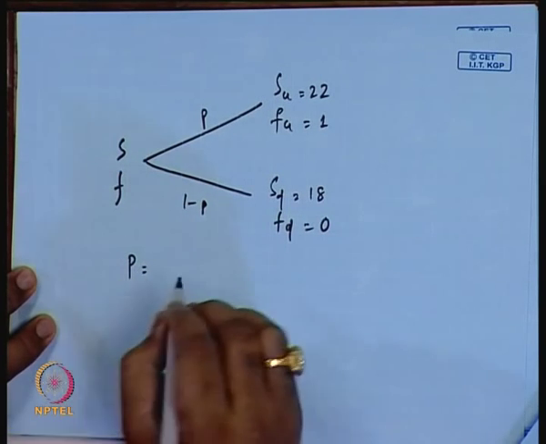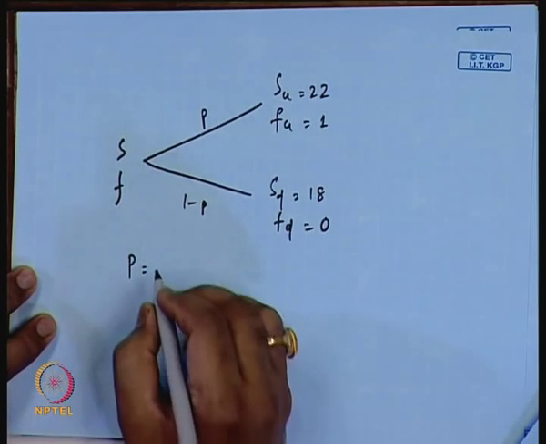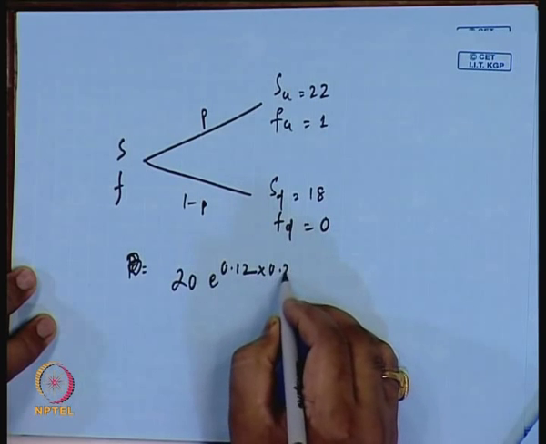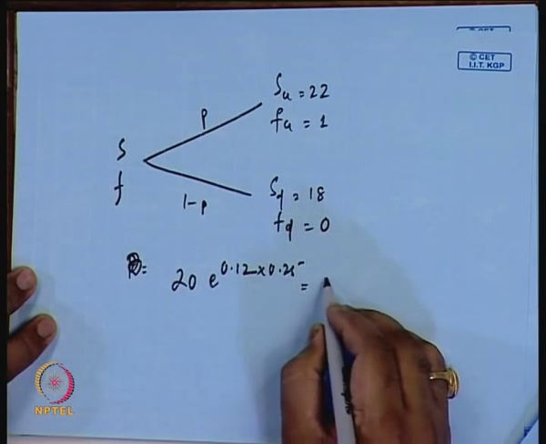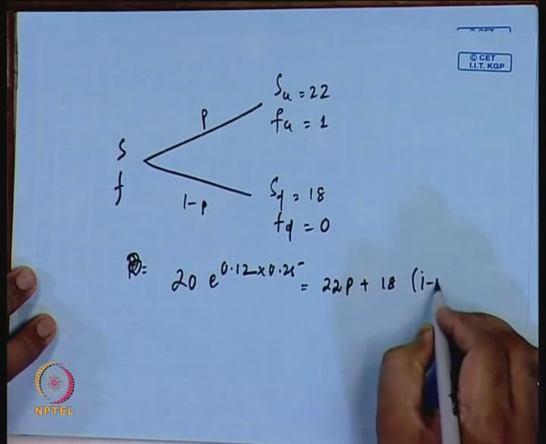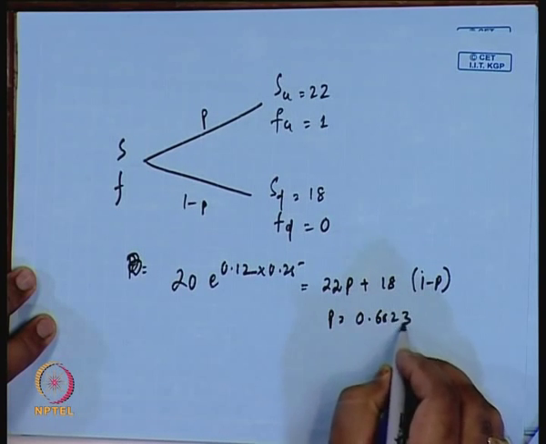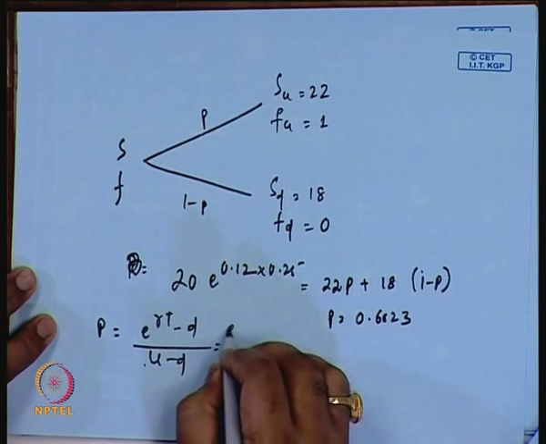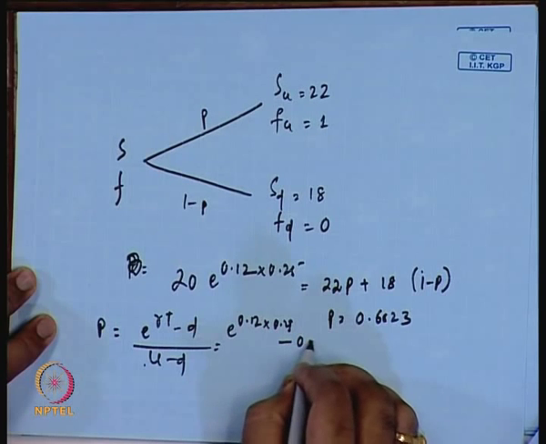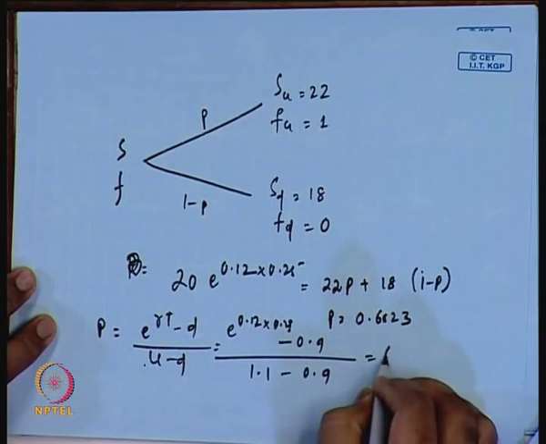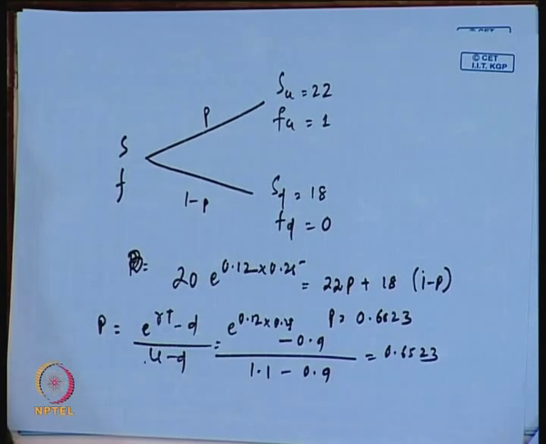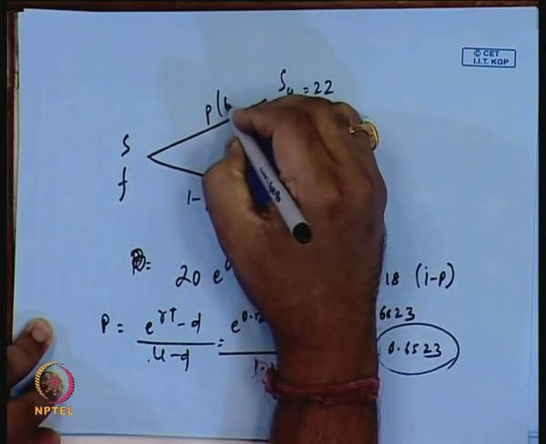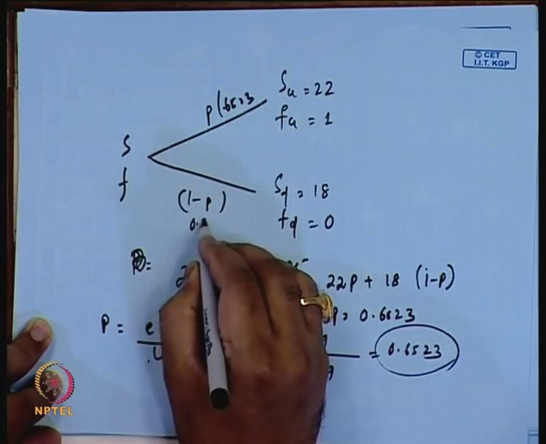So, since P is a risk neutral probability, then we have 20 e to the power 0.12 into 0.25, this is the value already we have taken into account in the previous example, then it will be 22 P plus 18 into 1 minus P. So, the P is equal to already 0.6523, then we can also use this formula, P is equal to e to the power R T minus D divided by U minus D, that will be e to the power 0.12 into 0.25 minus 0.9 divided by 1.1 minus 0.9, 0.6523. So, if you want to go for the valuation of these, then the probability of up is 0.6523. So, this will be your 0.6523 and this will be your 0.3477.